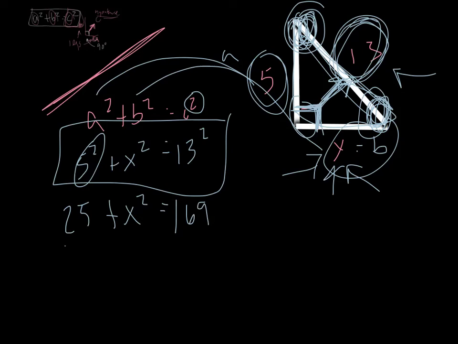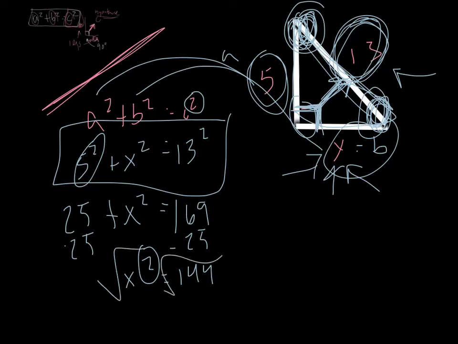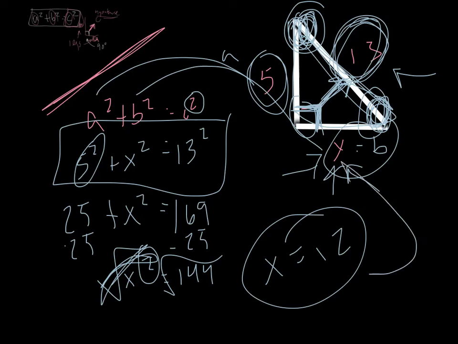Now we get our x by itself. We subtract 25 from both sides. X squared would equal 144. And then what do you do to get rid of squared? What's the opposite of squaring something? Square root. They even made the name sound similar. Squared, square root. That cancels out. Square root of 144 is 12. Therefore, that is 12.